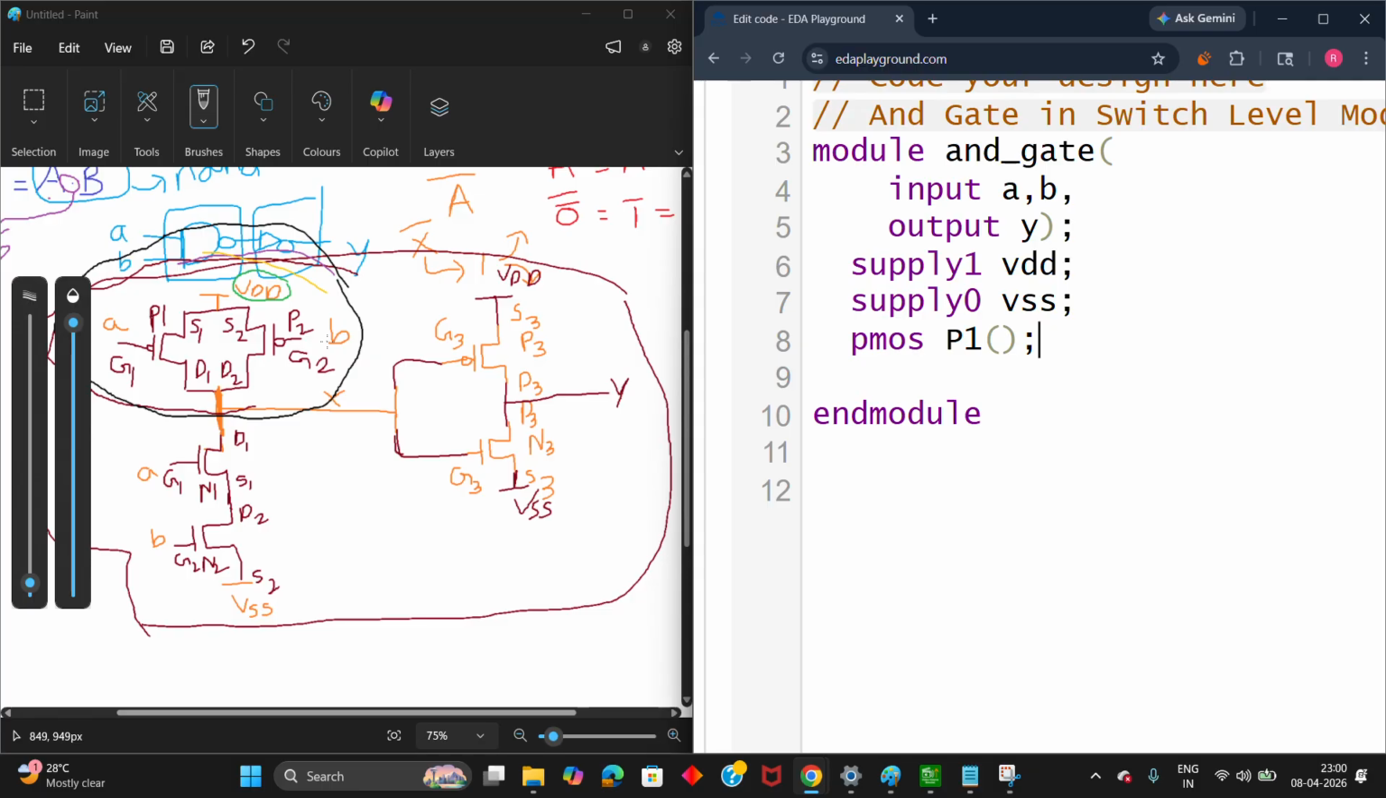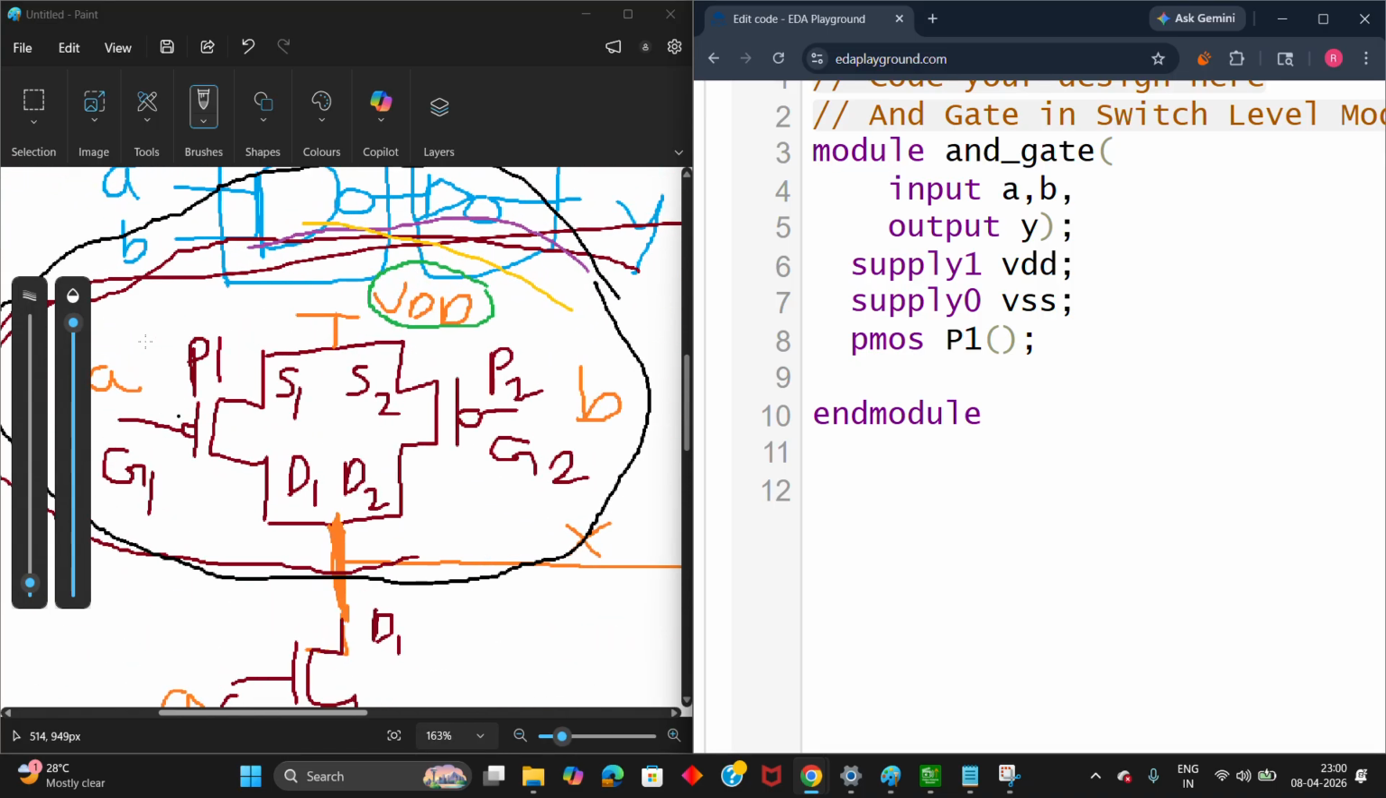How many parameters you need to give depends upon how many terminals that particular transistor is going to have. For this particular transistor, you are going to have 3 terminals. For any transistor, PMOS or NMOS, you are going to have 3 terminals: gate, source and then drain, right? So you need to give 3 parameters inside the parentheses. Okay, we have known that.